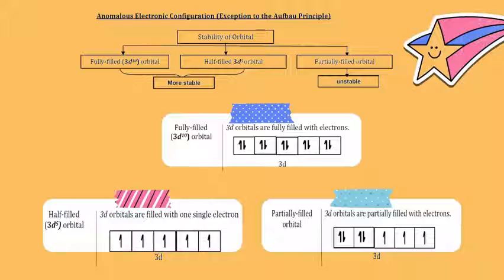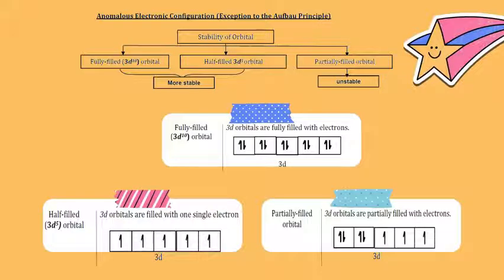So orbital kita ada tiga jenis stability, sama ada fully filled orbital 3d10 ataupun half filled 3d5 orbital ataupun partially filled orbital. Selalunya fully filled orbital lebih stable berbanding dengan half filled orbital, and then half filled orbital lebih stable berbanding partially filled orbital. Kalau fully filled orbital untuk 3d orbital, fully filled-nya ada 10 elektron lah. Kalau half filled untuk 3d, half maksudnya separuh, maksudnya kita isi dengan 5 elektron. Partially filled ni selain daripada 10, selain daripada 5.